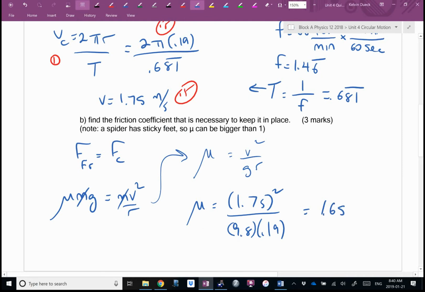Units, there are none. If you got that right, 3 out of 3. Otherwise, I would probably go something like this: half mark, half mark, half mark, half mark, 1 mark for the answer. I'd do something silly like that.